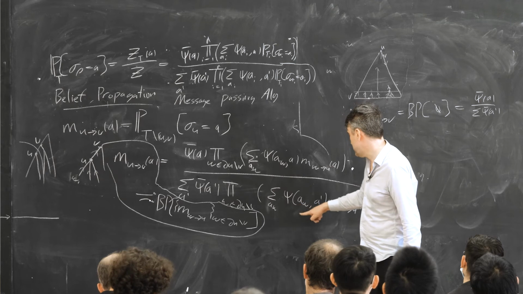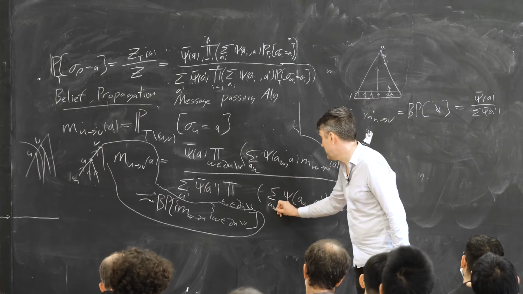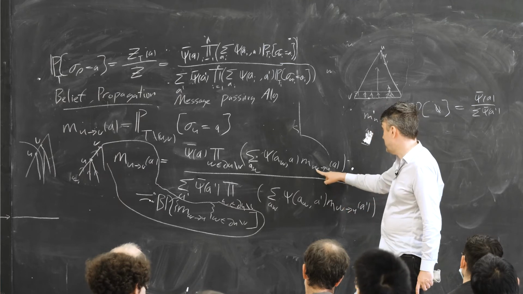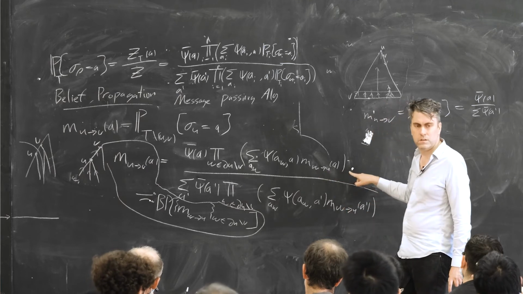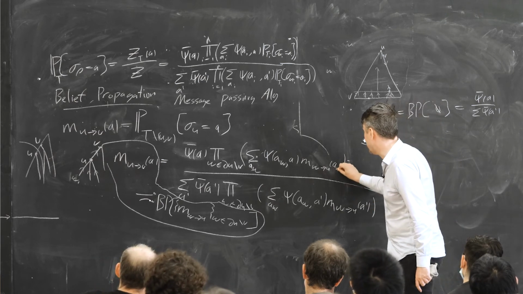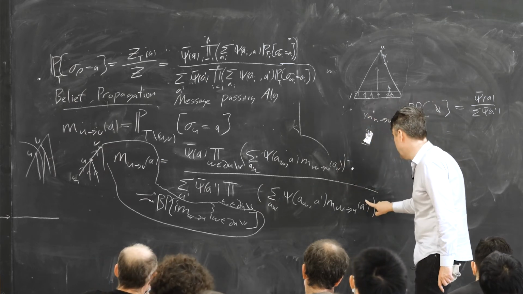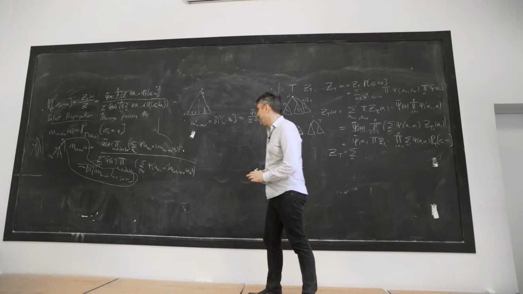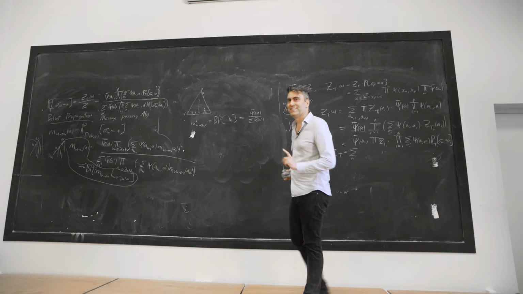These should be W. So the MW to U should be... This should be MW to U. This should be AW. This should indeed, yes, absolutely, and this should have been AW as well. Sorry about that. Yeah, good.